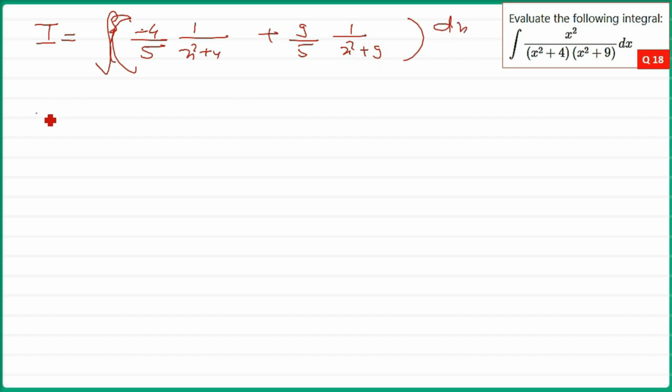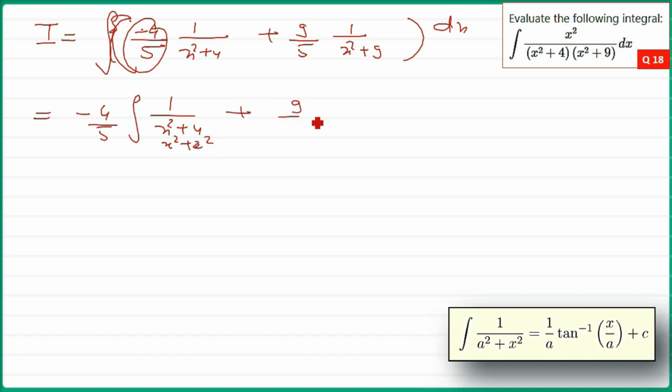This is integrable, or we can form two partial fractions. Negative 4 by 5 times the integration of 1 over x² plus 4 is our first term. So x² plus 2² you can write, a² plus x² or x² plus a². We'll write the direct formula, which is tan inverse x by a.